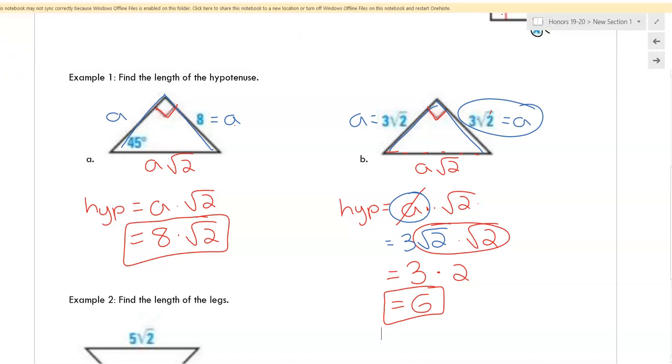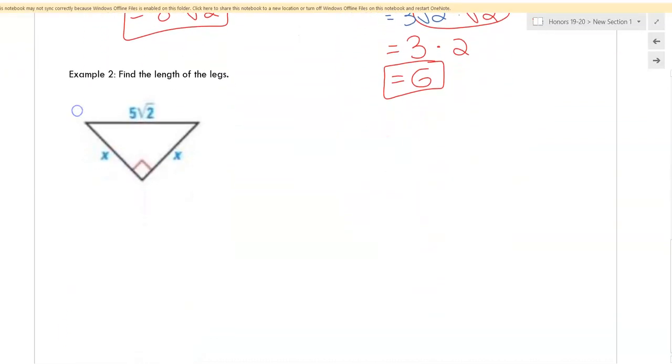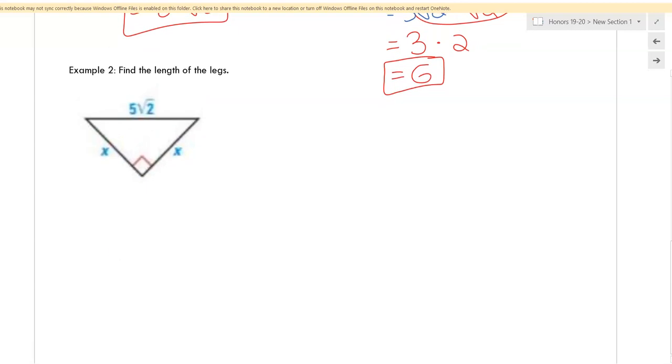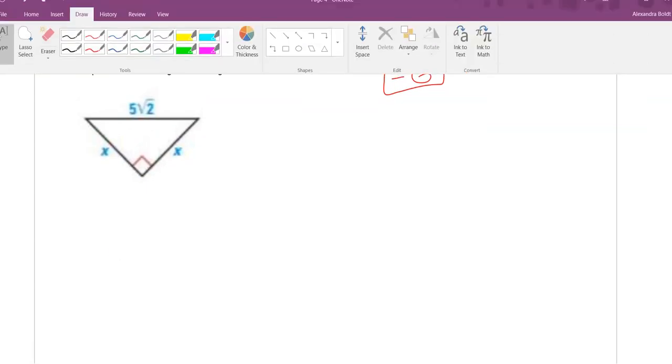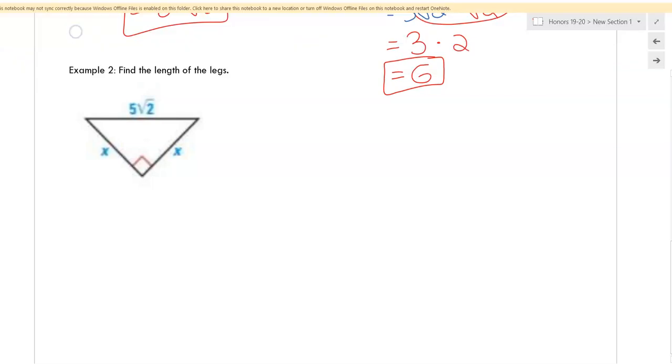All right, now we do the same thing, but now it's asking us for the length of the legs. I think I'm going to draw another example after this one. But same thing here, right? Here's our right angle. A. This is our hypotenuse. So that's A times root 2. Okay?